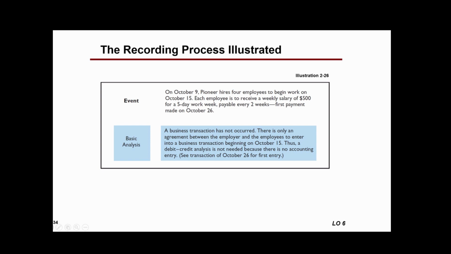As a result, this is a transaction that is not expressed in monetary units, right? This is not expressed in dollars. You see all those numbers? Those will be for the future when they start working. For now, they haven't started working. They haven't started to work for the company. As a result, this transaction does not get recorded.